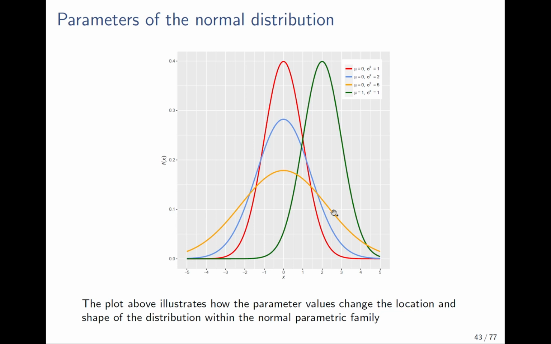And if we shift the mean, the location parameter it's called, we shift the mean to 1, that would shift the distribution from the red position out to the green. Variance is the same, but the mean has changed. So that plot just illustrates how parameter values change the location and shape of the distribution within the normal parametric family.